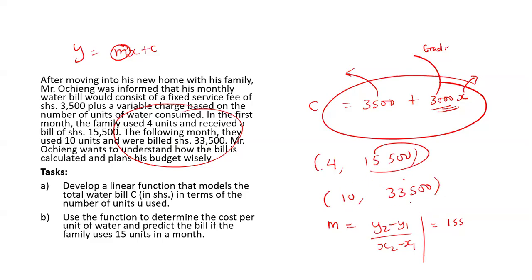So someone could come here and say, this is my y2, this is my y1. This is my x2, this is my x1. So you do 33500 minus 15500 divided by 10 minus 4. So when you subtract, you'll get here 18,000 divided by 6, which will still give you 3,000. So this is the alternative. Whenever something is linear, it means that we can develop the equation using the equation of a line.